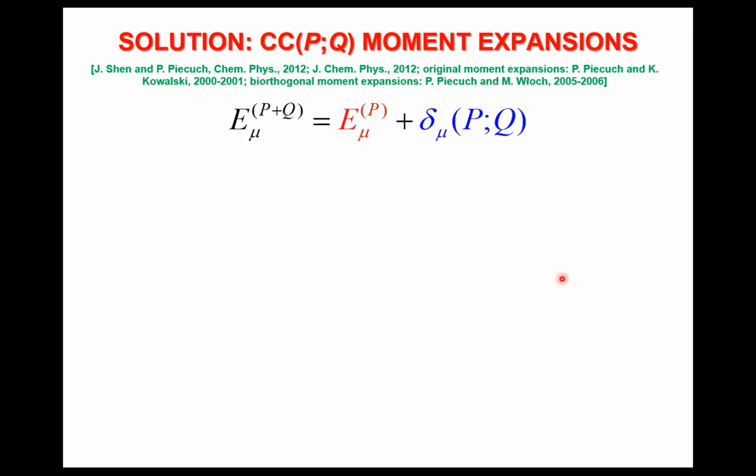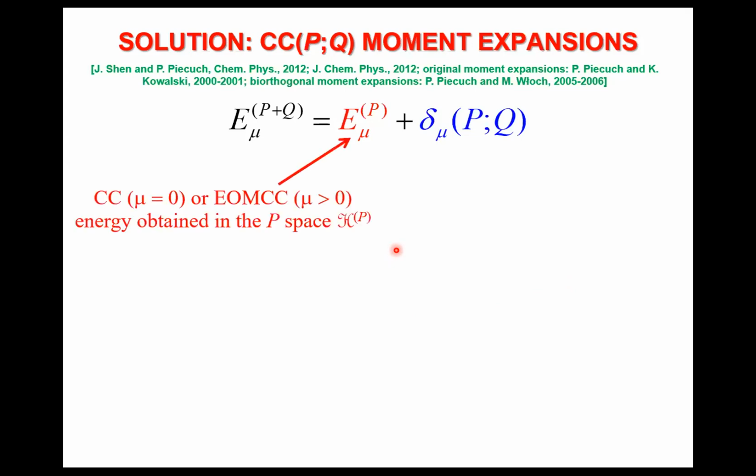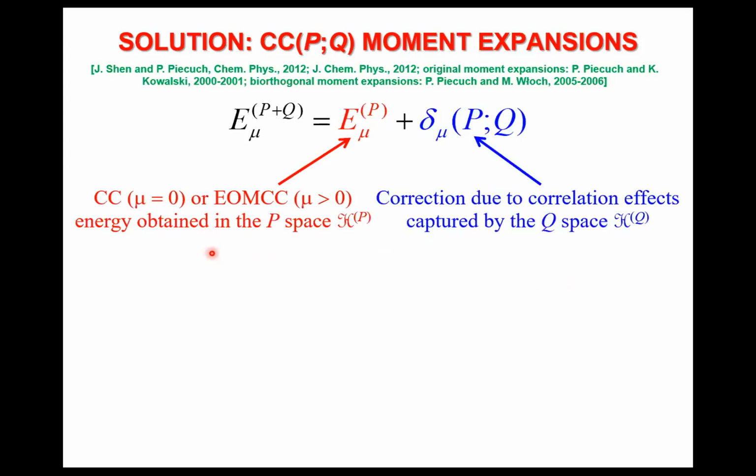In the case of CCPQ, we start by defining the subspace of the many-electron Hilbert space, which is spanned by the Slater determinants that dominate the wave function of interest. We solve the coupled-cluster equations in that P space, and then we correct the results of the P space coupled-cluster calculations for the higher order many-electron correlation effects, which can be captured with the help of another subspace of the Hilbert space, which I will call the Q space.